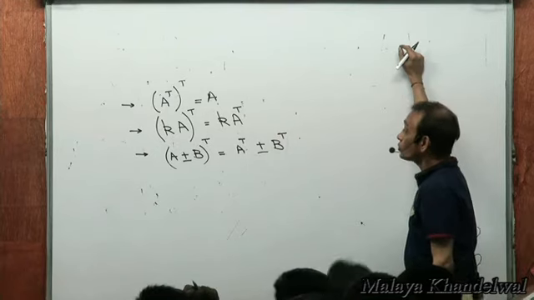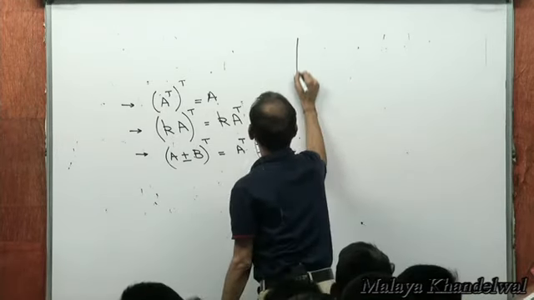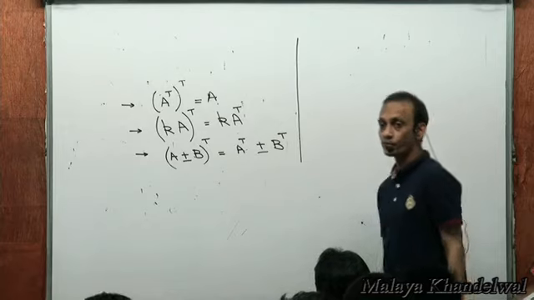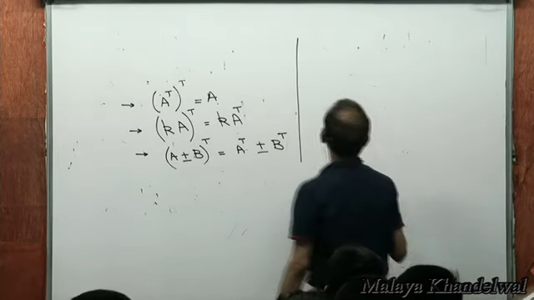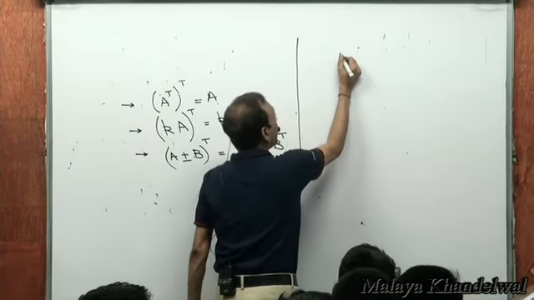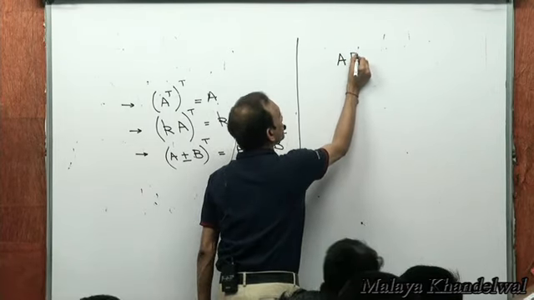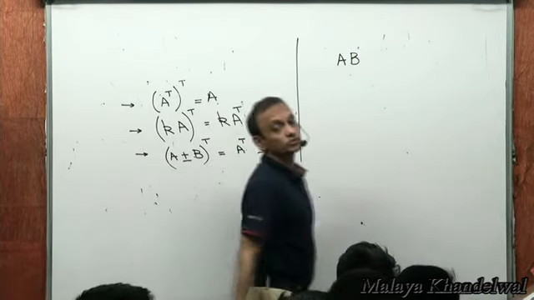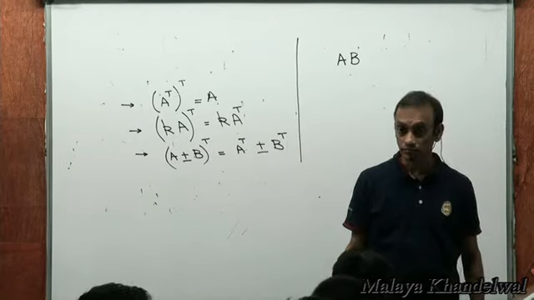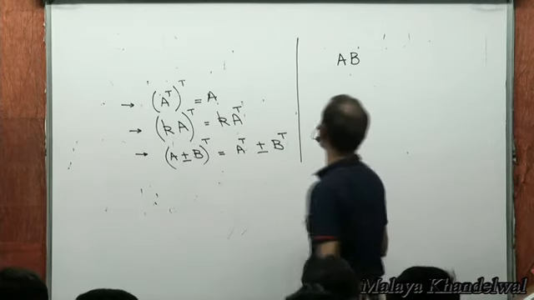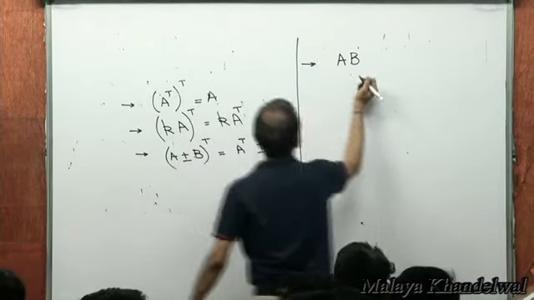Clear? Now, A, B, it's possible to multiply A and B, say. Now this is an important property which will require some attention.